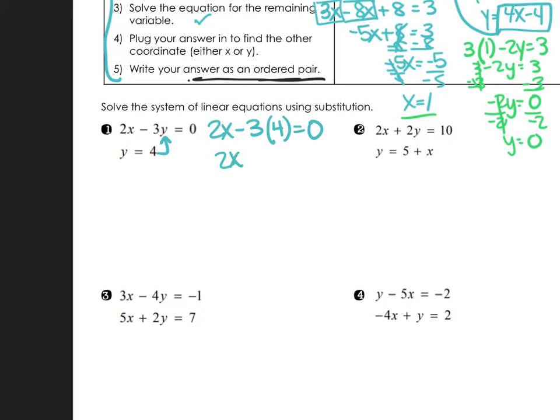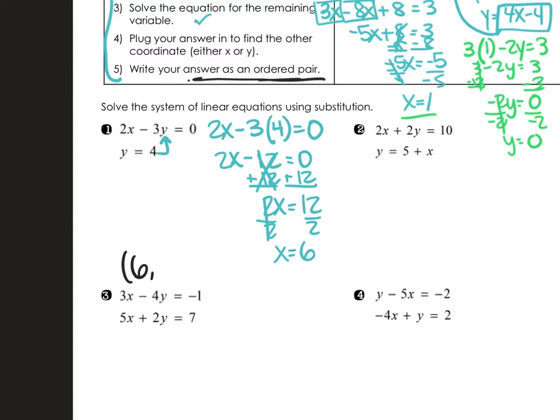Okay, so now I simplify: 2x minus 12 equals 0. I would add 12. 2x equals 0 plus 12, which is 12. Divide by 2, x equals 6. And again, I like to go ahead and plug that in so I know where it's going and I don't forget about it. Okay, and it already told me that the y value is 4, but we can double check this.